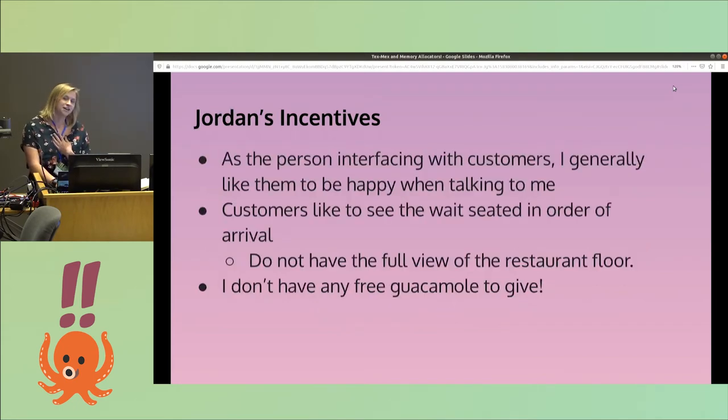My incentives though, as a host, are a little bit different. So I'm dealing with customers and I like them to be happy. I like to not have them yell or be upset. And they generally like to see the wait seated in order. But they don't have that full context, so it's hard for them to tell if maybe a bunch of parties of two get sat ahead of them, they don't realize that those are only for tables of two and we can't push them together and give them that table or something like that. And I don't have free guacamole, which was a shame.